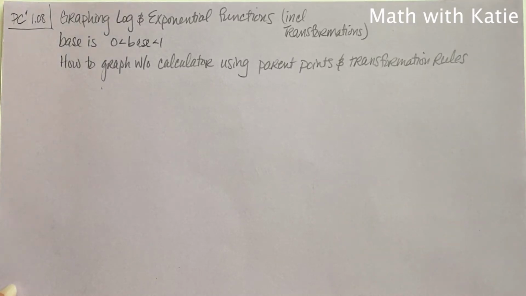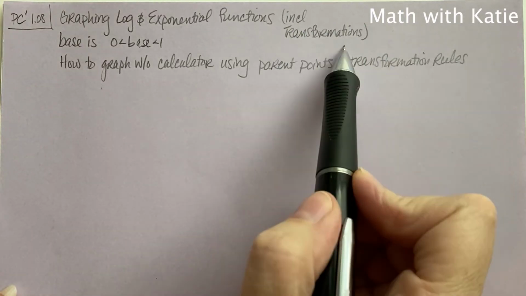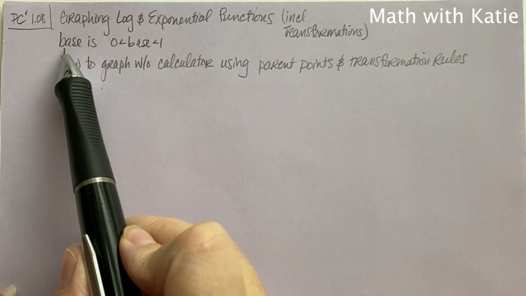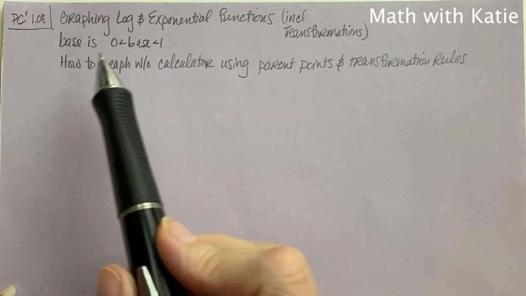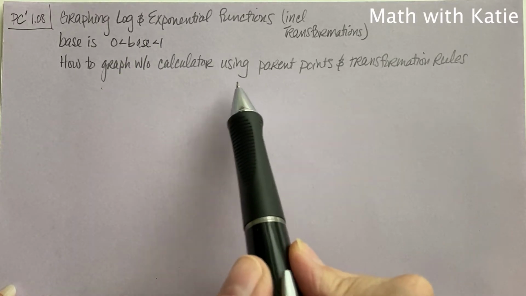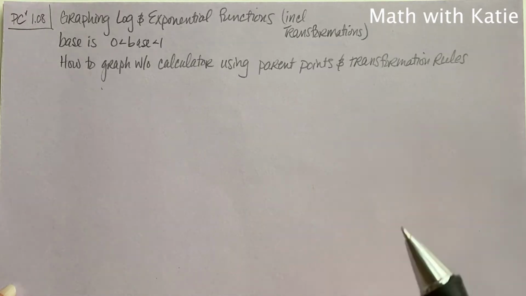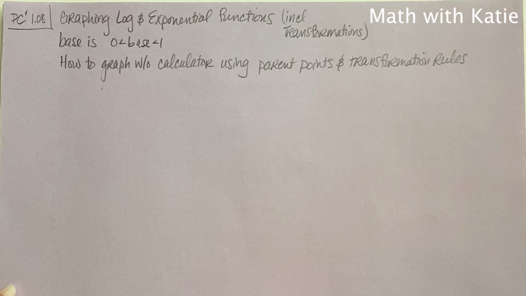Hey everyone, so today we're going to be going over graphing log and exponential functions, including their transformations. What happens when the base is a fraction, essentially, so between 0 and 1. Also, how to graph without a calculator using only the parent points and the transformation rules. So first, let's look at the difference between an exponential function and a log function.